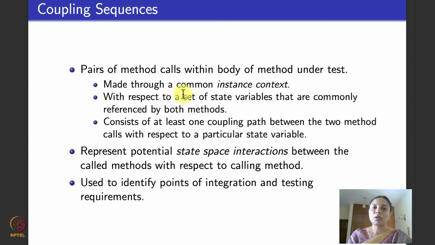This pair of method calls can be made through a common instance of an object with respect to a set of variables that are commonly referenced by both the methods, and it consists typically of at least one coupling path between the 2 method calls for one state variable. So these represent potential state space interactions between the called methods with reference to the calling method. So we have to identify which are the points of integration and what are the testing requirements in terms of coverage criteria for us to test on.